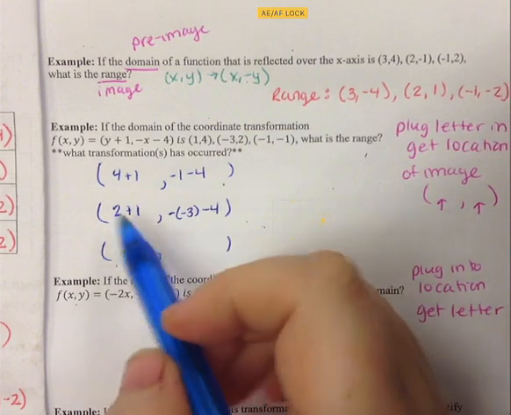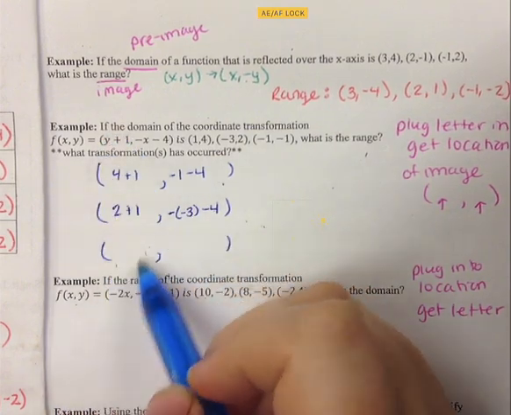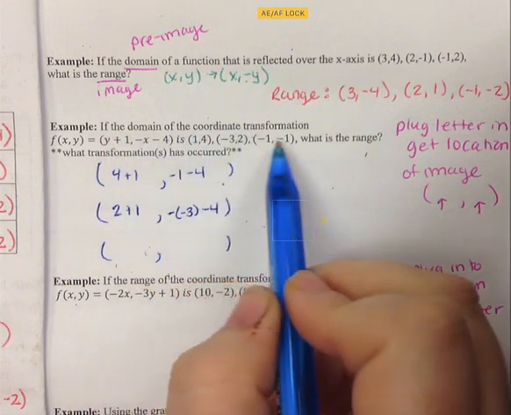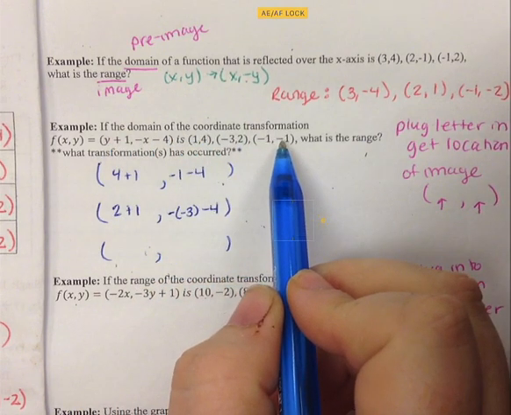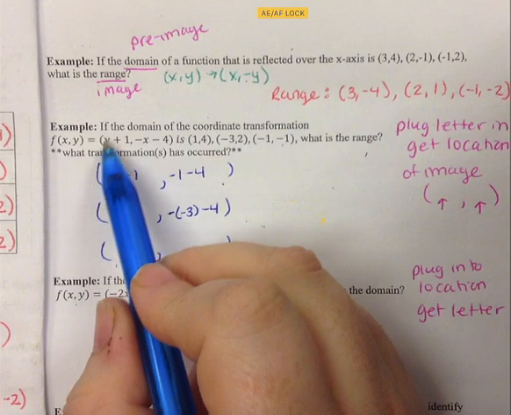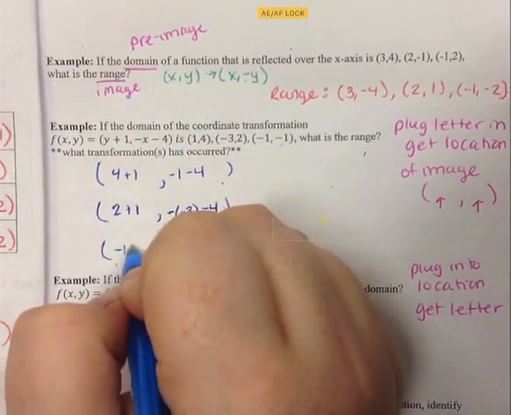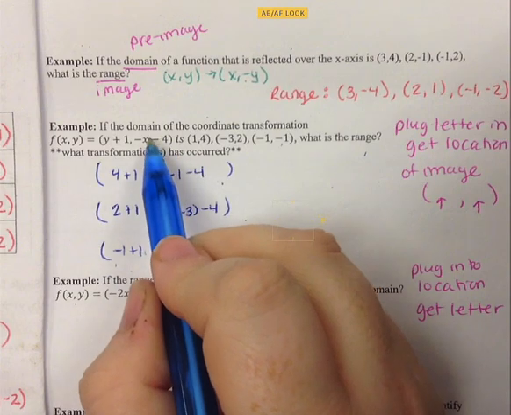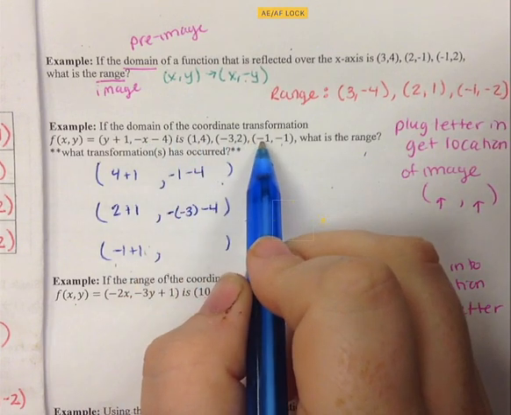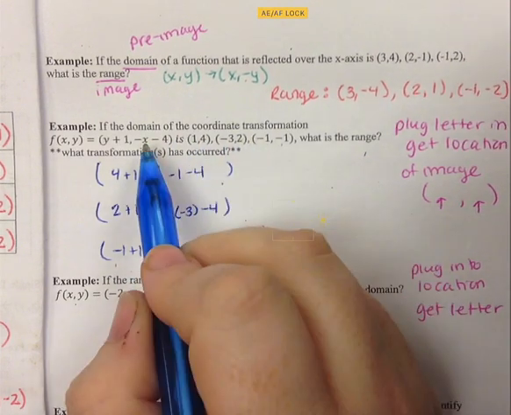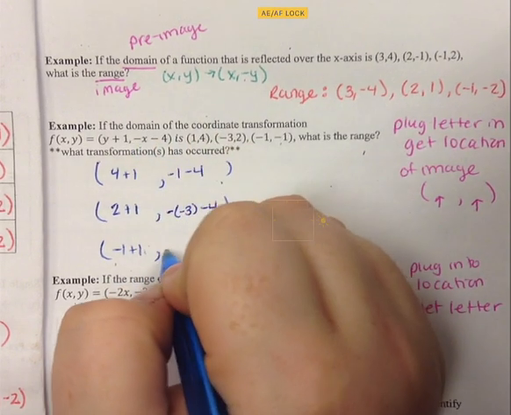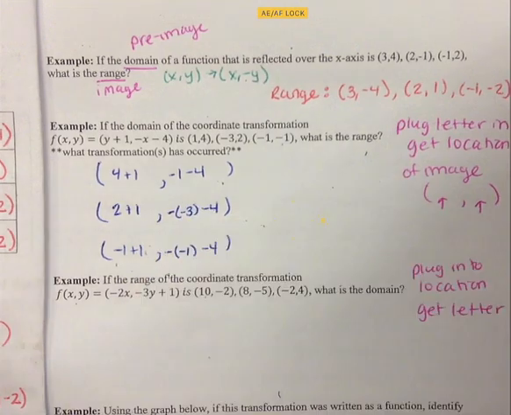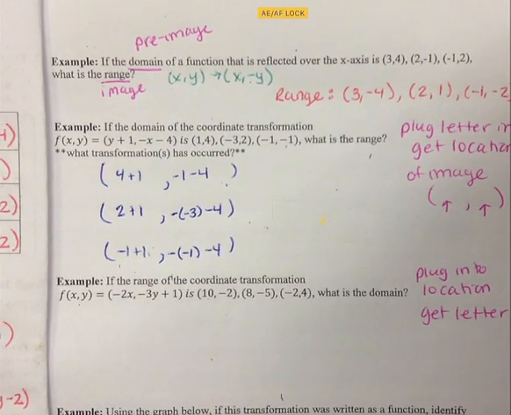And then for our last coordinate, again, we take that front location, which is really the y. So we want the y value of our coordinate, which is this negative 1. We're going to add 1 to it. So negative 1 plus 1. And in the back location, we actually want to use the letter x. So we use this negative 1. So we have a negative times negative 1, and then minus 4. And then this actually gives us our range.